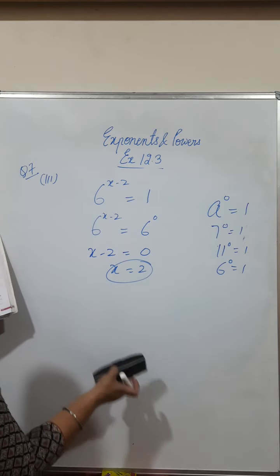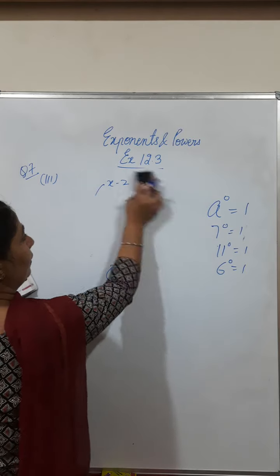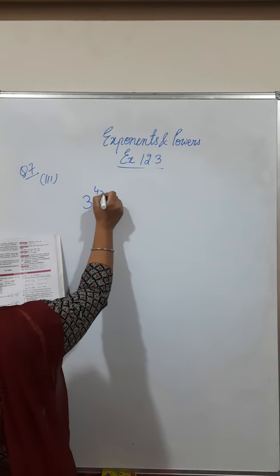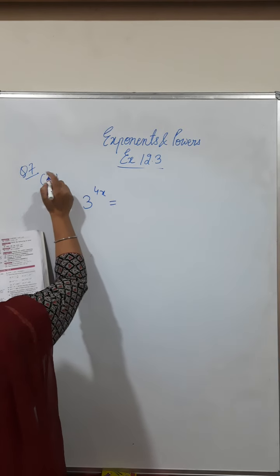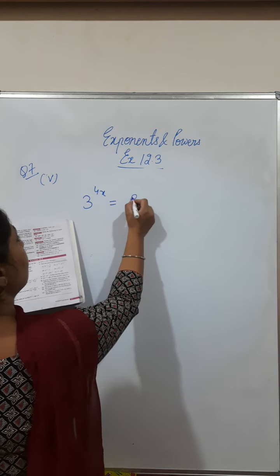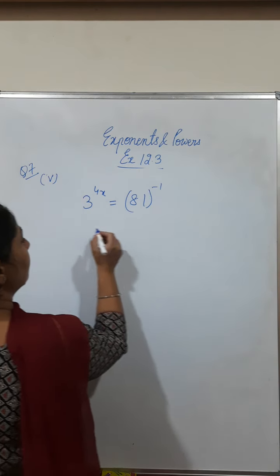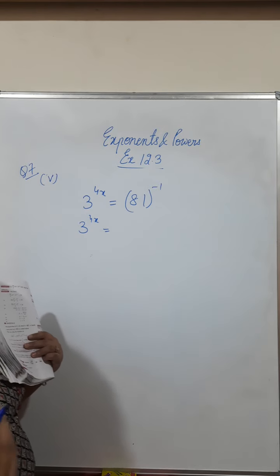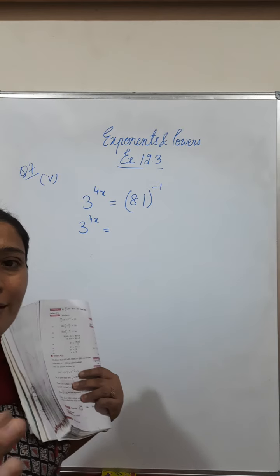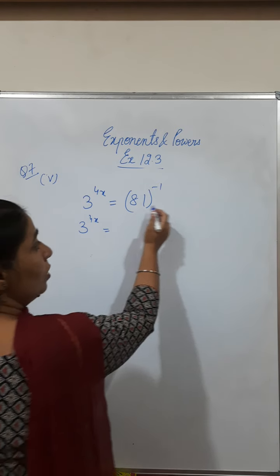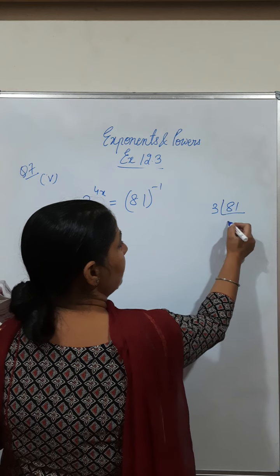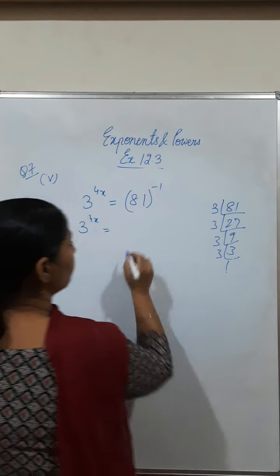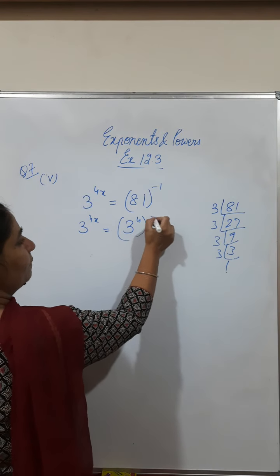Now let me take another part with you, part 5. In the fifth part, beta, what is given to you? 3 raised power 4x is equal to 81 raised power minus 1. So 3 raised power 4x is equal to 81 to the power minus 1. How many times can you write 3 when you want to write the value of 81? You know, when you find the factors of 81, it is 3, 27, 3, 9, 3, 3 and 3, 1. So you can write it as 3 power 4 power minus 1.